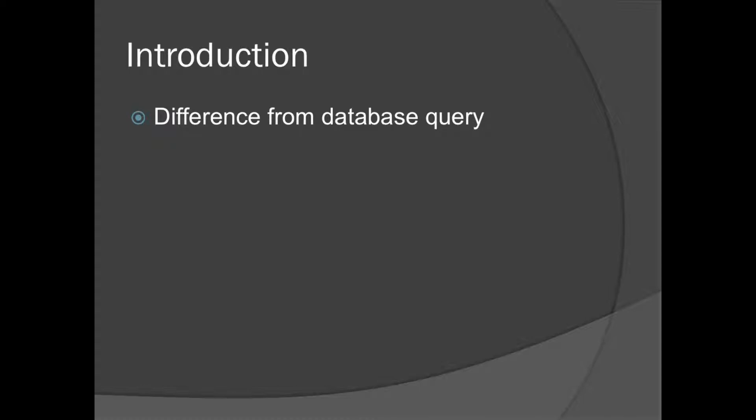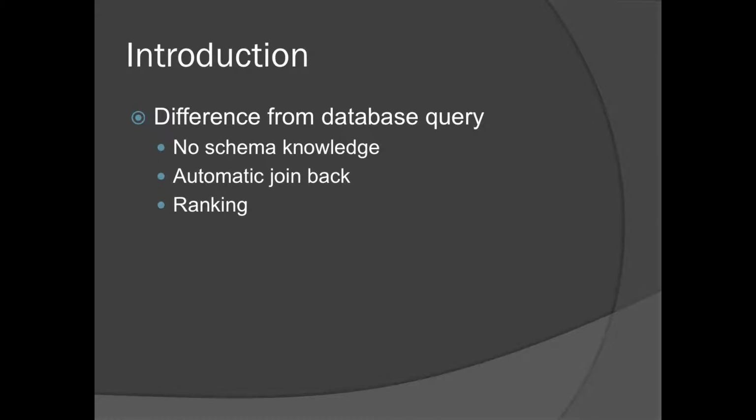And what is the difference from the traditional database query of our setting? First of all, we do not need any schema knowledge, and we can automatically join back all the tables that are related to the keywords. For example, if you search for Steve Jobs, you may want to get back some location information that's stored in another table. So we have to join back these two tables to get this information. And of course, we want to provide a ranking of the results.